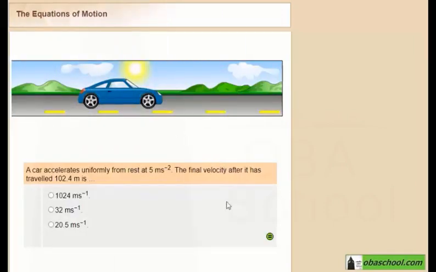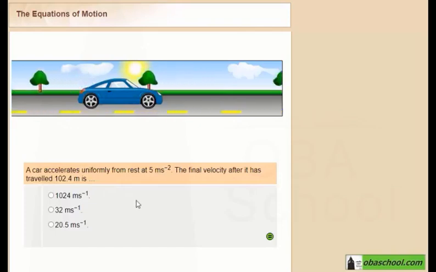Let's check this question together. A car accelerates uniformly from rest at 5 meters per second squared. The final velocity after it has traveled 102.4 meters is... So take a minute to answer this question. So let's check how to solve this question.